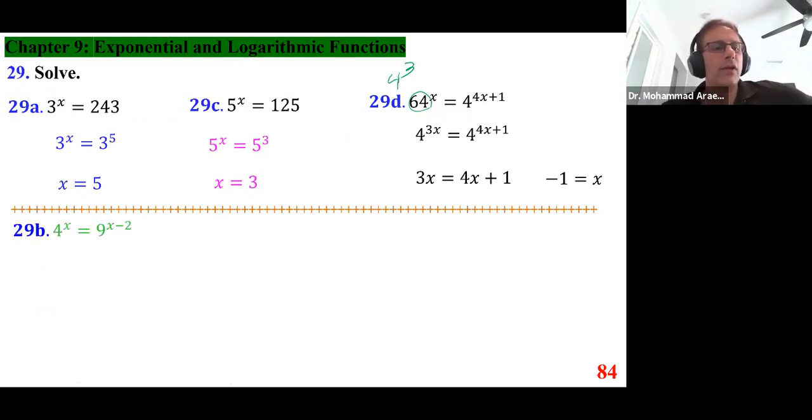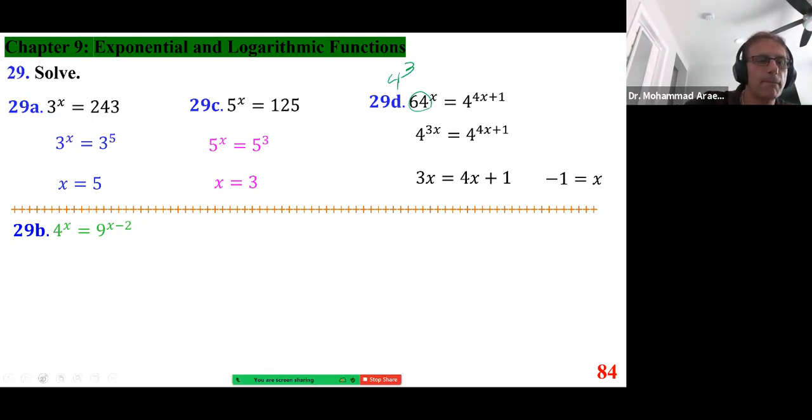This is slightly different. We want to have the same base. We don't have it. So what do we do? In this case, which is a little bit more complicated than the rest, you take a log of both sides, either natural log or common log, it's up to you. So if I take the natural log, then in this case, x sits in front, in this case, x minus 2.